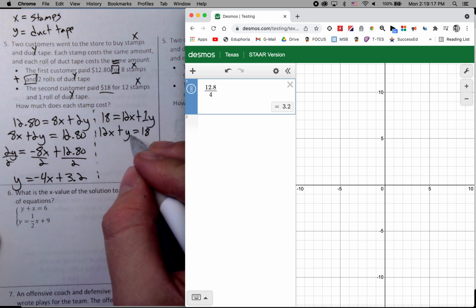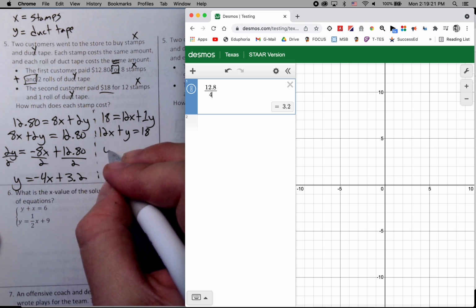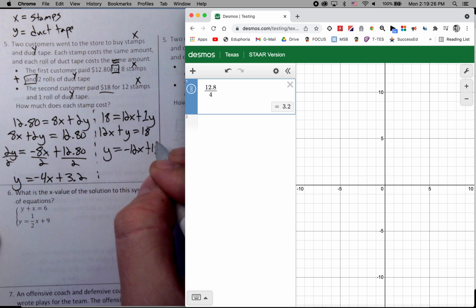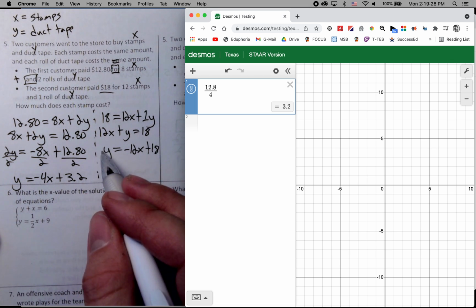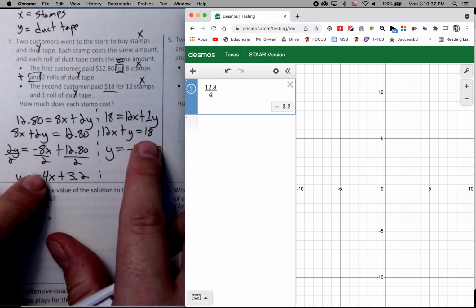All right, same thing here. I need to move over the x. So if that says positive 12x, when it moves over, it's now going to become a negative 12x, and then plus 18. Now, the second step is usually to divide everything by the y coefficient, but if it's 1, that doesn't change anything. So we're good to go.